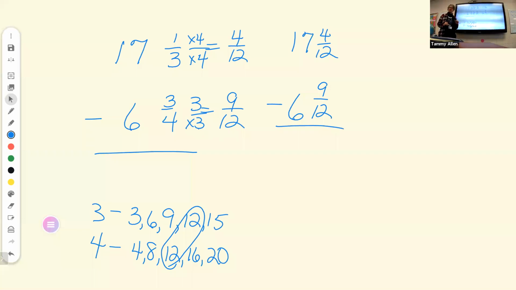Somebody tell me what we need to do next. Isaiah, get with the program here. We subtract 17 into 16 to add 12 twelfths plus 4 twelfths, and that's 16 twelfths. Why did we have to borrow, Charles? Because there wasn't enough to subtract 9 from 4. Good, good.